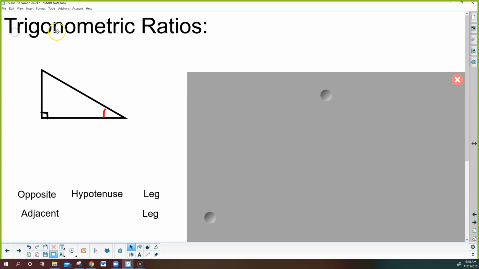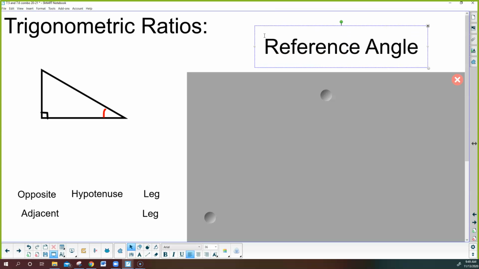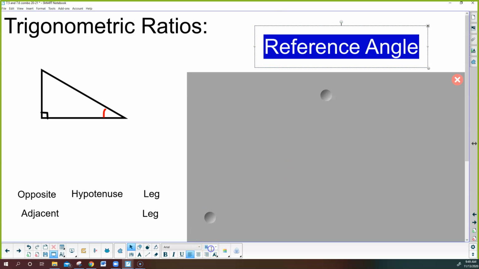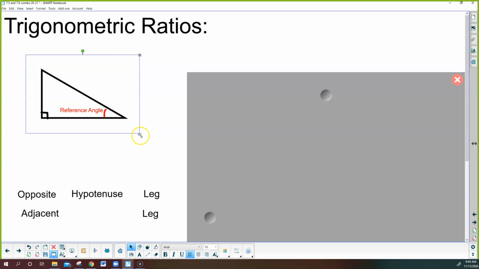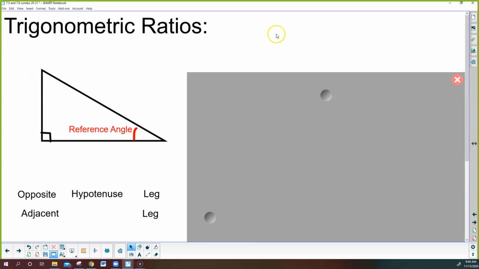So what do we mean when we say trigonometric ratios? Well, the ratios are based off of the 90-degree angle and what's called a reference angle. I typed in the word reference angle. Now, why do I call this a reference angle? Because it's the angle that we're going to make reference to, right? And it's an acute angle. It's never, ever going to be the 90-degree angle.